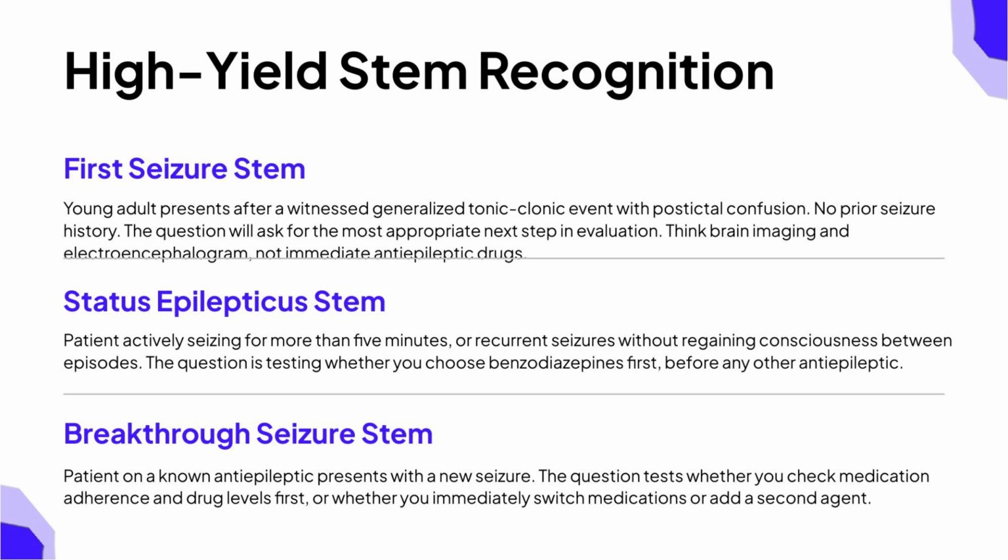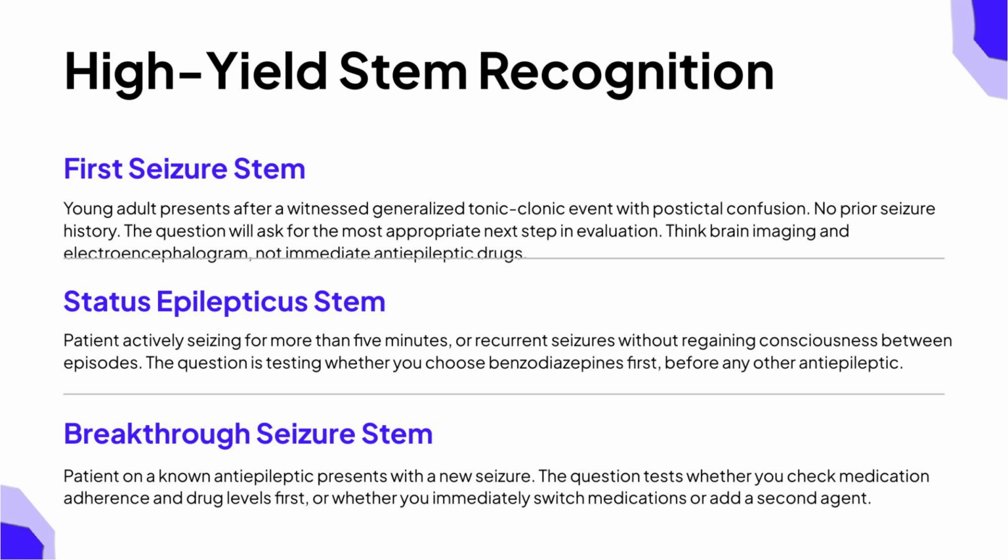Let us review the 3 classic question stem patterns you will encounter. The first seizure stem will present a young adult with a witnessed generalized tonic-clonic event, postictal confusion, no prior history. The key is that the question asks for next step in evaluation, and the answer is brain imaging and electroencephalogram, not starting medications. The status epilepticus stem will show you a patient actively seizing beyond 5 minutes.